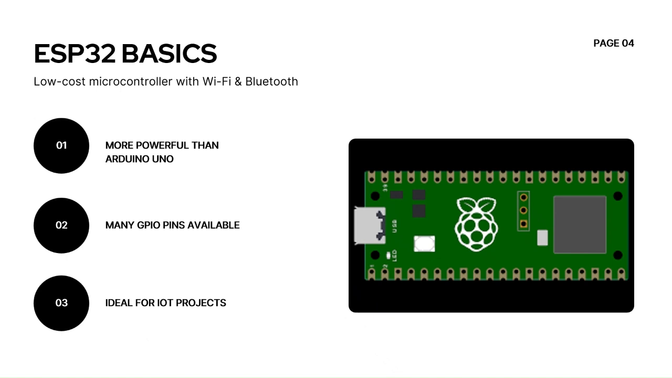ESP32 Basics. Now, let's look at ESP32. It is a low-cost microcontroller with Wi-Fi and Bluetooth built in. Compared to Arduino Uno, it is more powerful, has more pins, and is widely used in IoT applications.